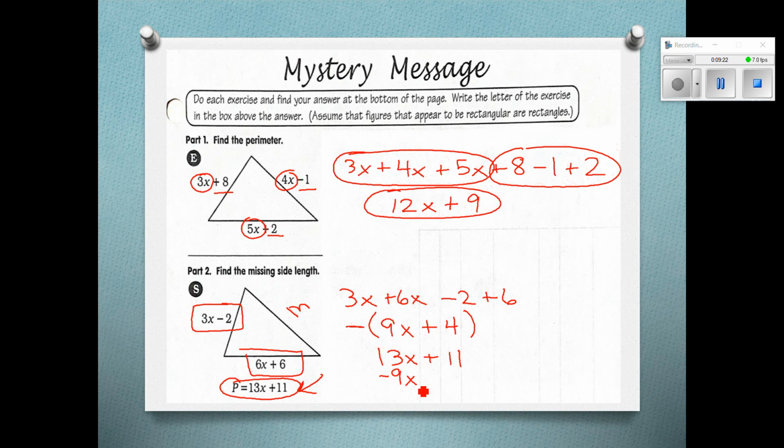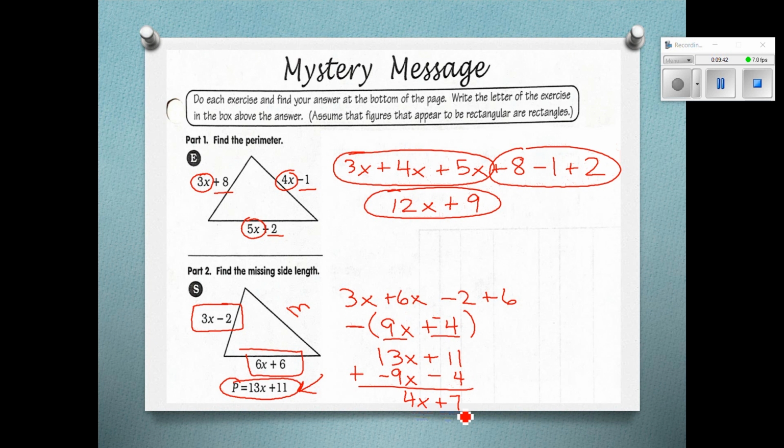Now, when subtracting this polynomial, instead of a positive 9x, it's going to be a negative 9x. I think I said 3x. It was a positive 9x. Now I'm going to subtract a 9x. Instead of a positive 4, I'm going to subtract 4. So each term in this polynomial became the opposite sign. Now I add them together, and I would see that I get 4x plus 7.